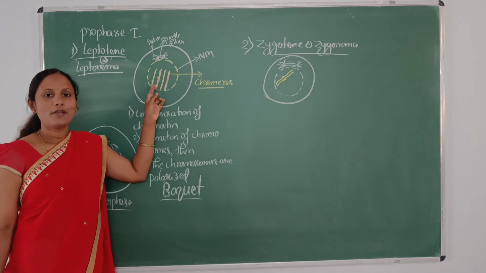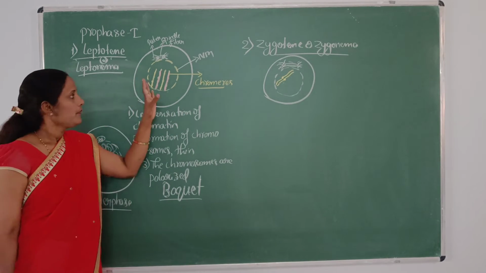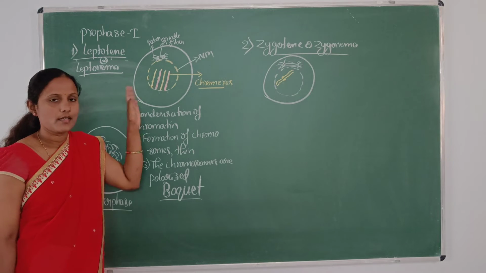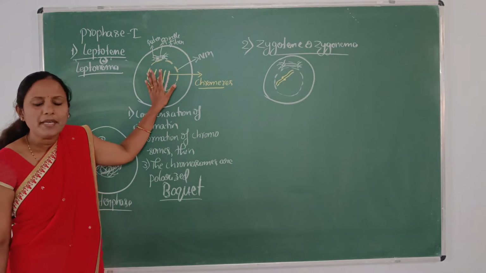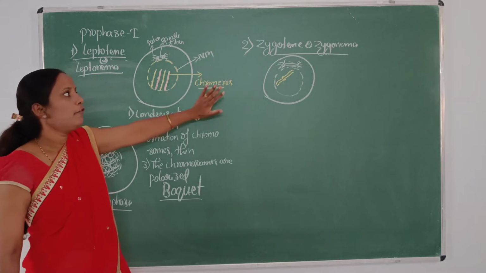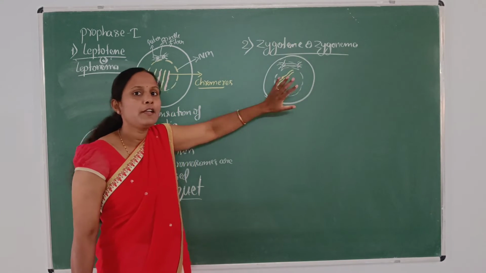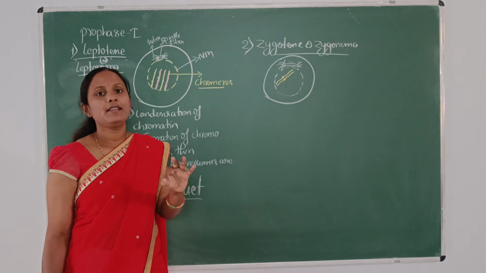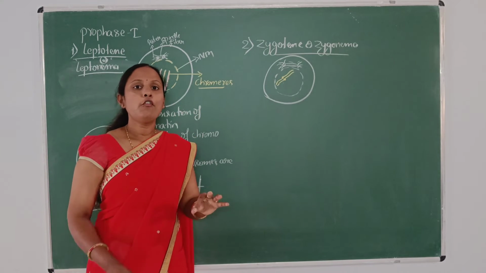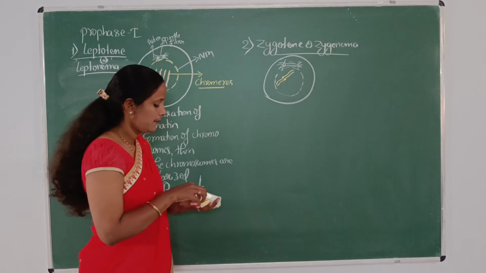Here also I have drawn it differently. That is, apart they are present. That is, in pair they are not present. The pairing will happen only in the zygotene. That is the key event of zygotene. What is the key event in zygotene? The pairing of homologous chromosomes.